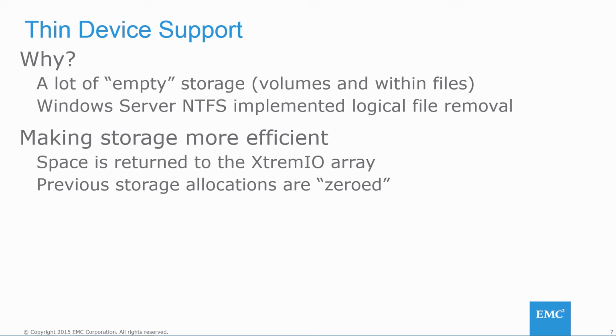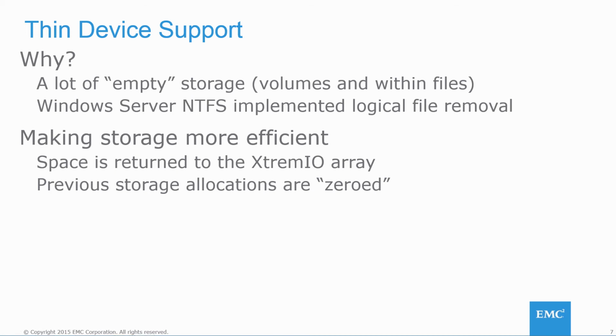With a Windows Server or even a Windows desktop, there is always a lot of empty, stale storage, which means files that we deleted or even VMs that we may have deleted. And it's really important to make the storage array more efficient because we want the capacity that we just deleted from the host level to return to the underlying storage array. And of course, XtremIO supports unmap.